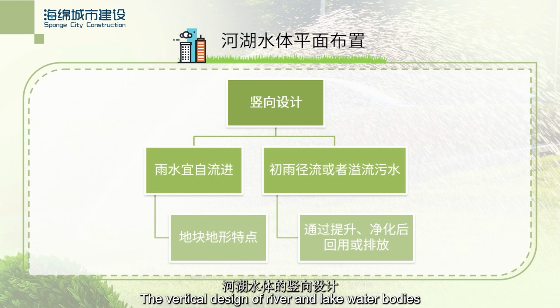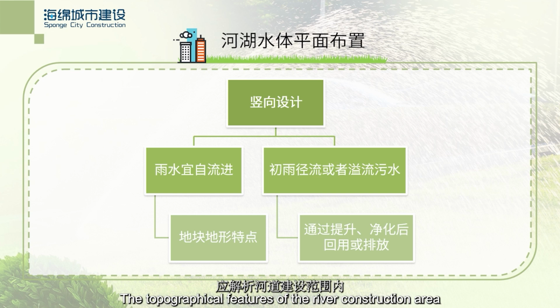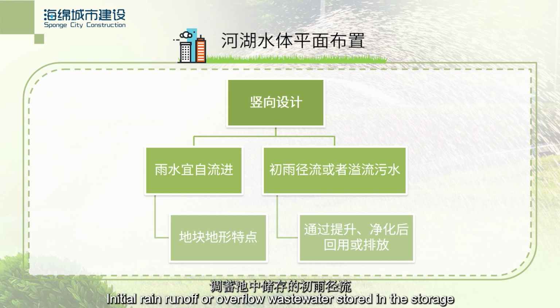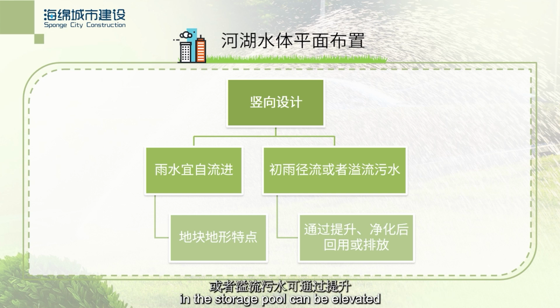The vertical design of river and lake water bodies should comply with the following regulations. The topographical features of the river construction area and the surrounding plots should be analyzed, allowing rainwater to flow freely in and out of low-impact development facilities and terrestrial buffer zones. Initial rain runoff or overflow wastewater stored in the storage pool can be elevated for purification before reuse or discharge.